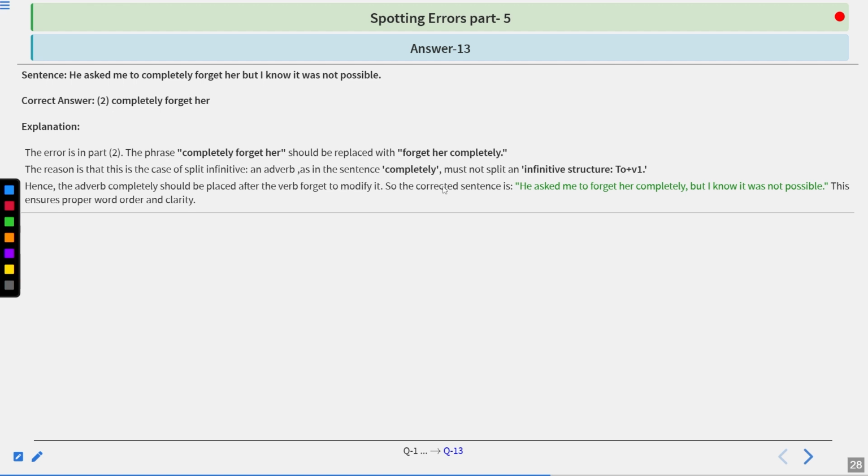So the correct sentence is, "He asked me to forget her completely, but I know it was not possible." This ensures proper word order and clarity. I hope you have understood. Let's move to the next question.